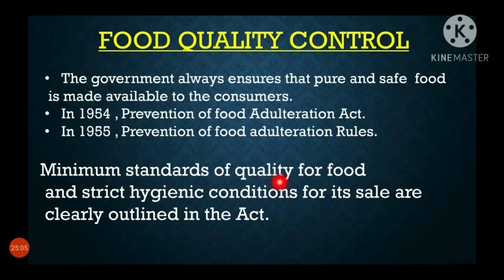Minimum standards of quality for food and strict hygiene conditions for its sale are clearly outlined in the Act. It means the government is saying that whatever food is being supplied to the customer or consumer should go through these rules and regulations, be checked properly, and then sent from one place to another, or to a shop, or to the consumer. They should have a certified mark to sell anything in the market.